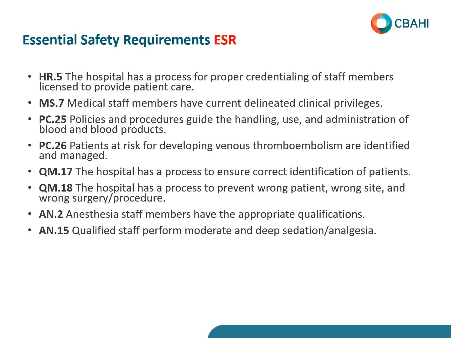It's very important to know that there are 8 essential safety requirements scorable in the MD chapter. HR 5, the hospital has a process of proper credentialing of staff members licensed to provide patient care. MS 7, medical staff members have current delineated clinical privileges. PC 25, policies and procedures guide the handling, use and administration of blood and blood products. PC 26, patients at risk for developing venous thromboembolism are identified and managed.